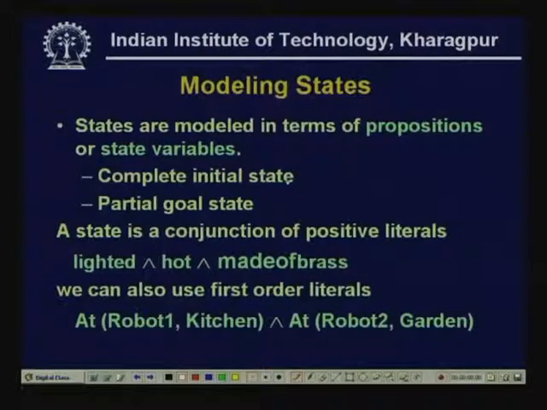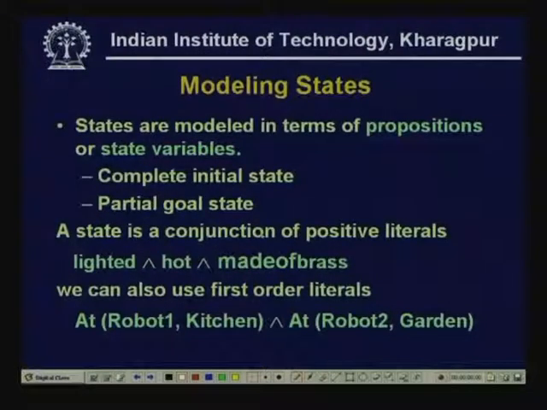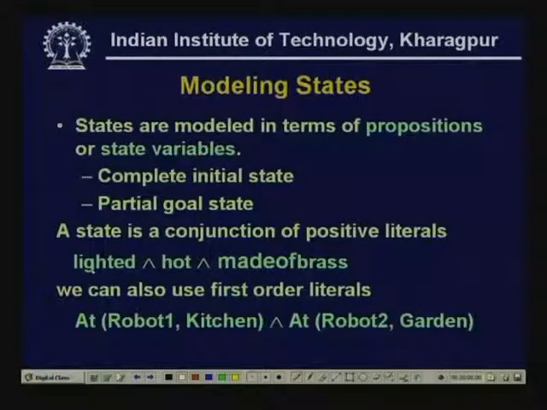And typically, we have a partial description of the goal state. We want to know what are the propositions that should be true in the goal state. So a state is typically represented as a conjunction of positive literals. So we have to specify the propositions which are true in a particular state. This will fully represent the description of a state. For example, a state could be lighted and hot and made of brass. We can also use a conjunction of propositions to represent a state.